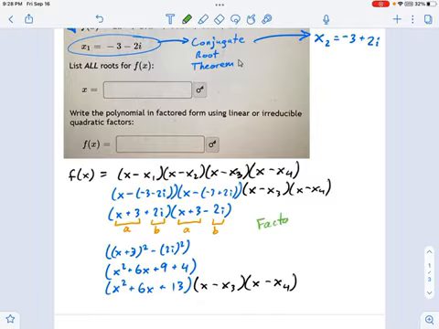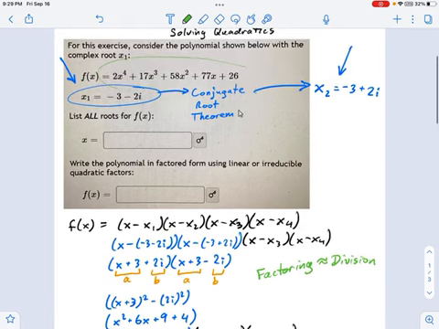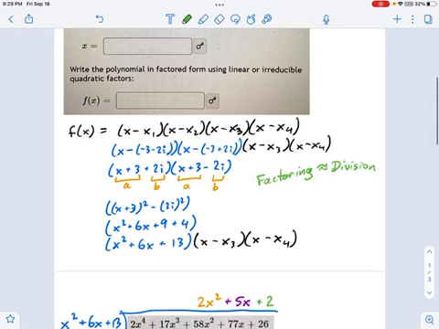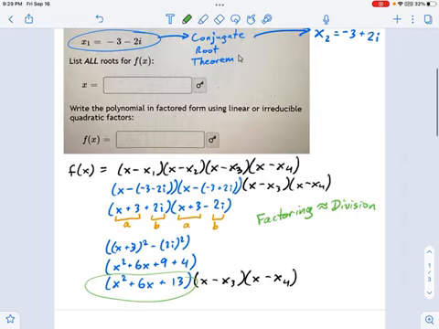Factoring is kind of synonymous with division. If you can do polynomial division, you can do factoring. So we need a way to divide the entire polynomial, that 4th degree thing up here, by this quadratic. And if I can do that, I'll find the remaining 2 factors.